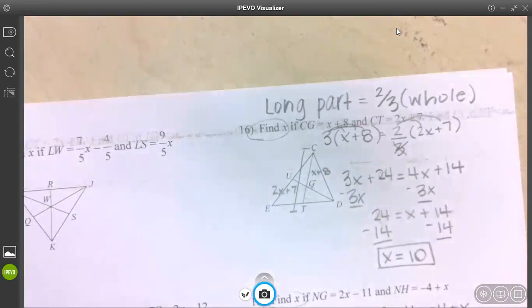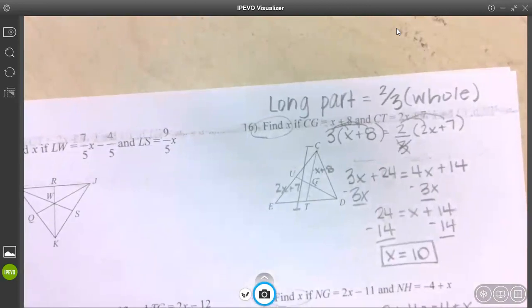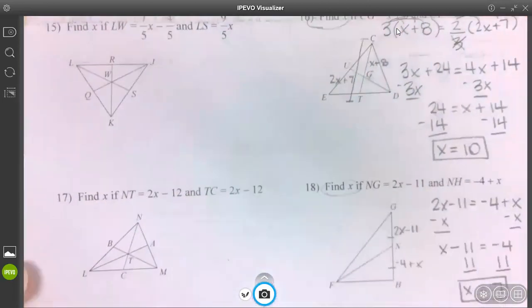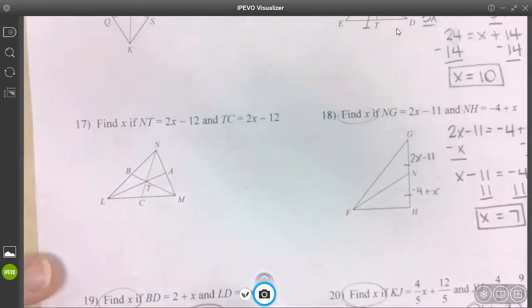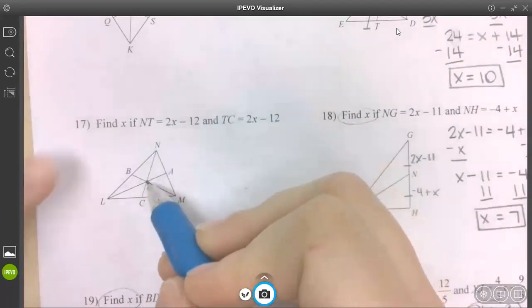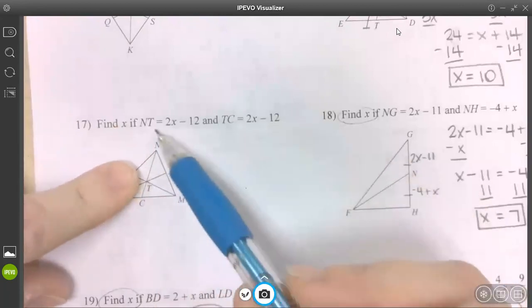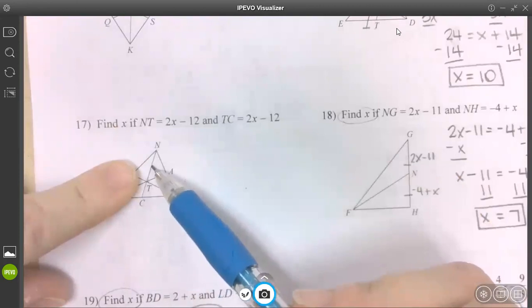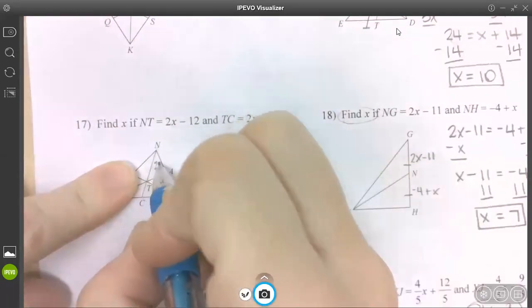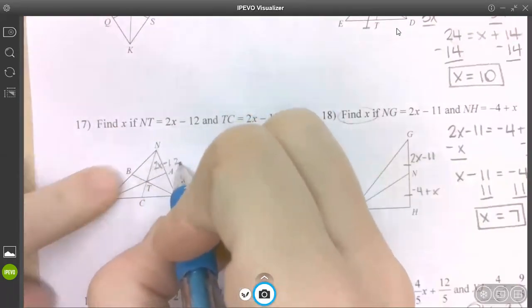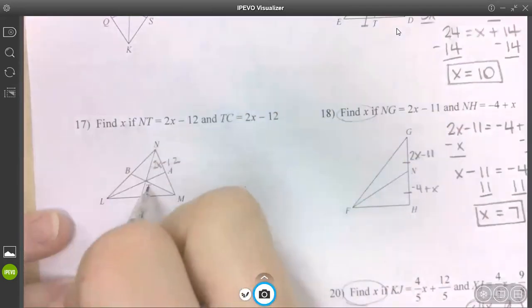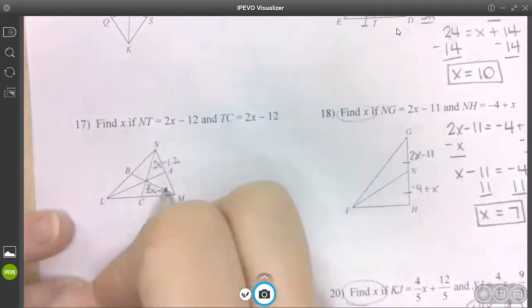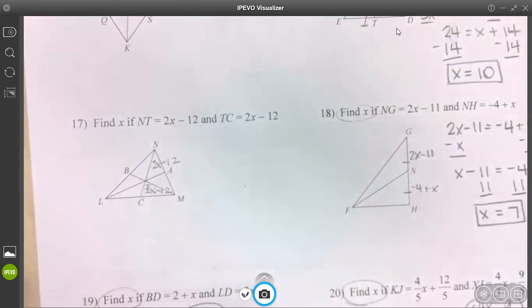All right, so there's 16. Look at 17. It asks about NT. If you look, NT compared to TC, N is the long side or the long part. TC is the little part.